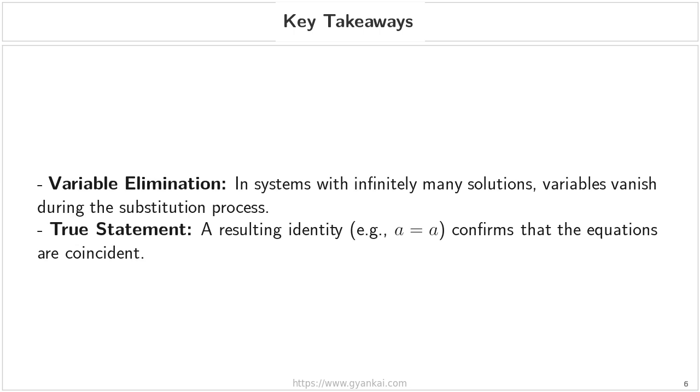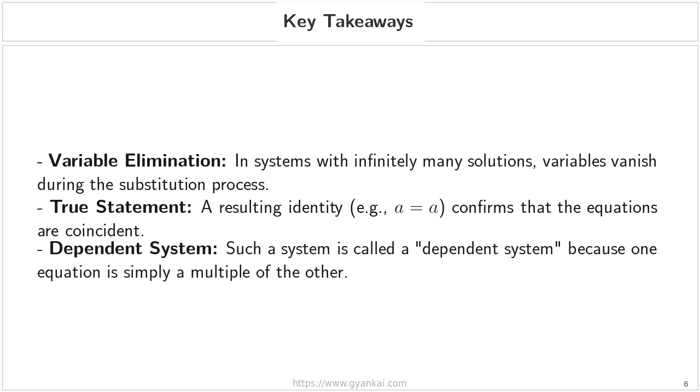Second, keep an eye out for a true statement. When you finish your simplification and you are left with a mathematical identity, something like a equals a, this is your signal. This result confirms that the two equations are coincident, meaning they are essentially the same. Third, we use a specific term for this, a dependent system. We call it dependent because the two equations are not independent of one another. Rather, one equation is simply a multiple of the other. If you look back at our shopkeeper example, you'll notice that the second equation was just the first equation multiplied by 2.